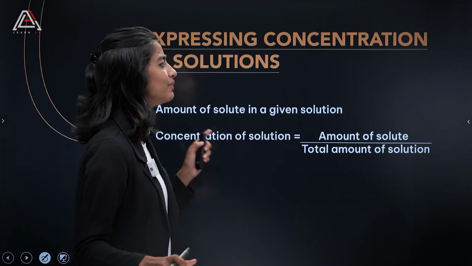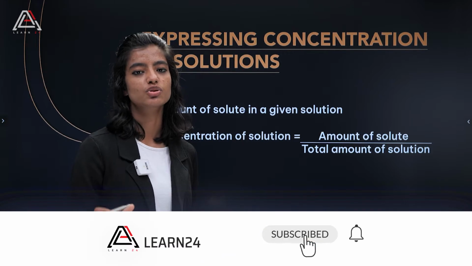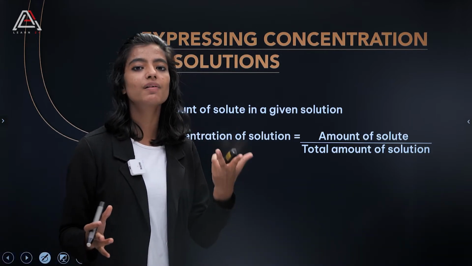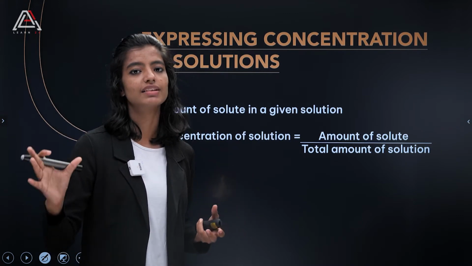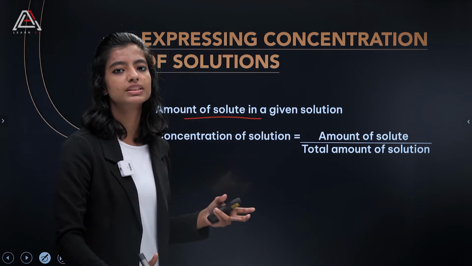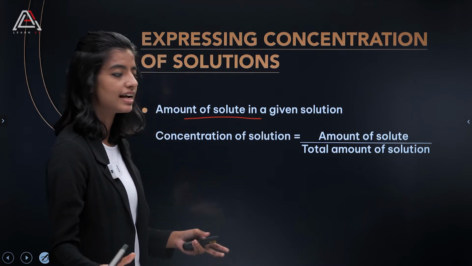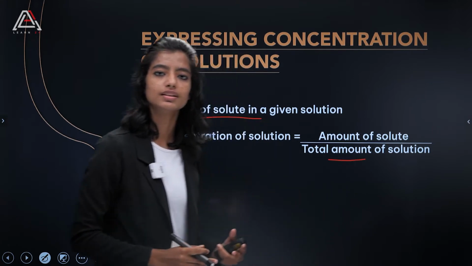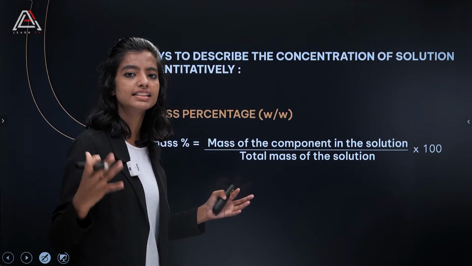In this video, we'll discuss some equations to derive the concentration of solution. What is the concentration of a solution? It is the amount of solute present in a particular solution. That is, the amount of solute in a given solution is the concentration of that solution. In simple terms, we can write it as amount of solute divided by total amount of solution. This is in simple form. We'll discuss everything in a detailed manner, right?